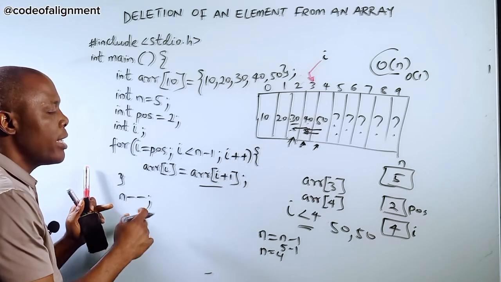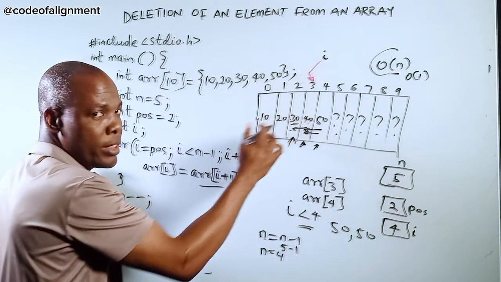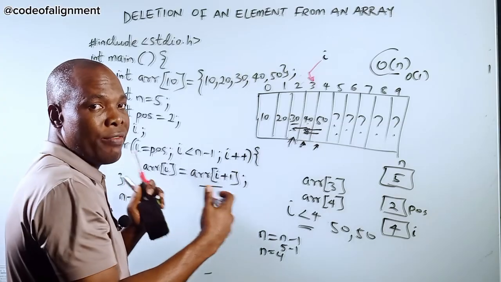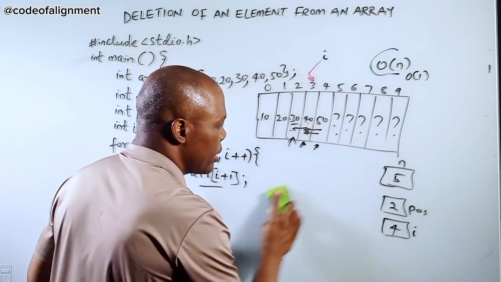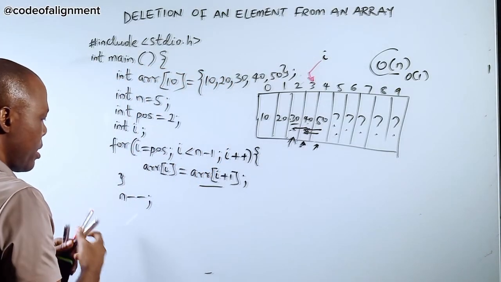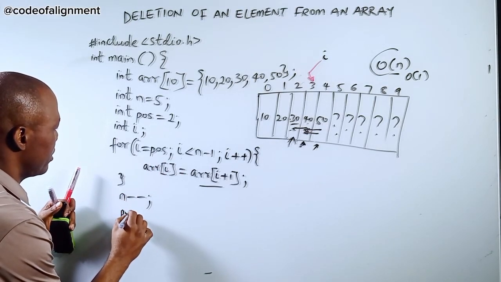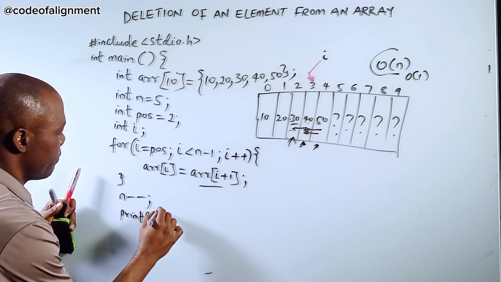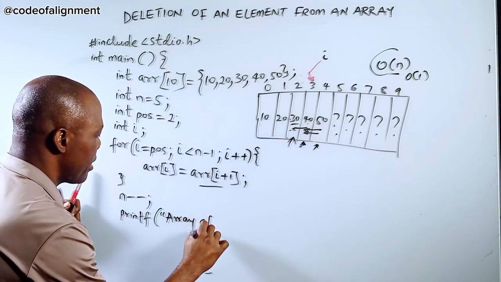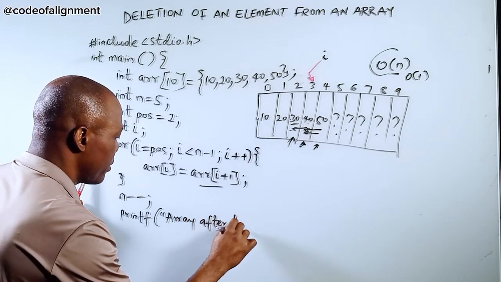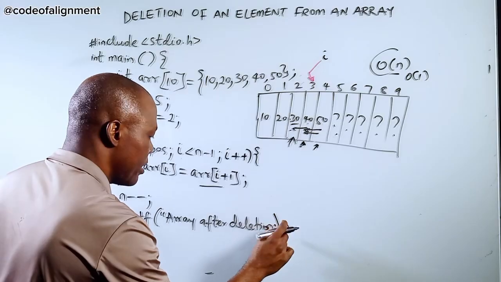So I haven't done this. We are done. We've deleted by shifting this to this and this to this. So now we want to print out the value of the array on the screen. So to do that, I'm just simply going to clean this up, and then here I will say printf, array after deletion, right? Slash n. This is a new line.